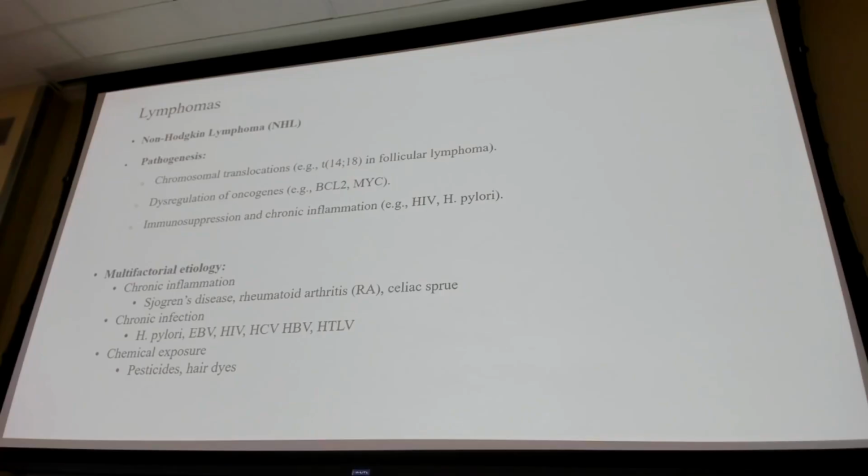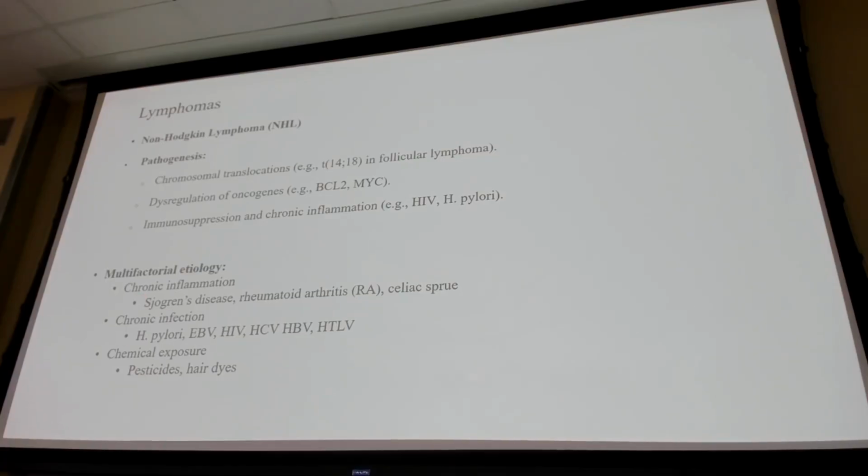Chromosomal translocations, here we go again. Dysregulation of oncogenes. What's an oncogene? Turn it on. So again, you have a dysregulation of the oncogene. Immunosuppression, chronic inflammation, yes. All of that can contribute and lead you down the pathway to a non-Hodgkin's.